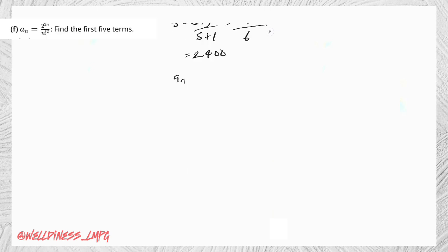Now for our next question, we have a_n equals 2 raised to power 2n divided by n factorial squared. Find the first 5 terms. So this is a little bit technical, but still very easy. To find our first 5 terms, we just have to substitute 1, 2, 3, 4, 5 in our n.